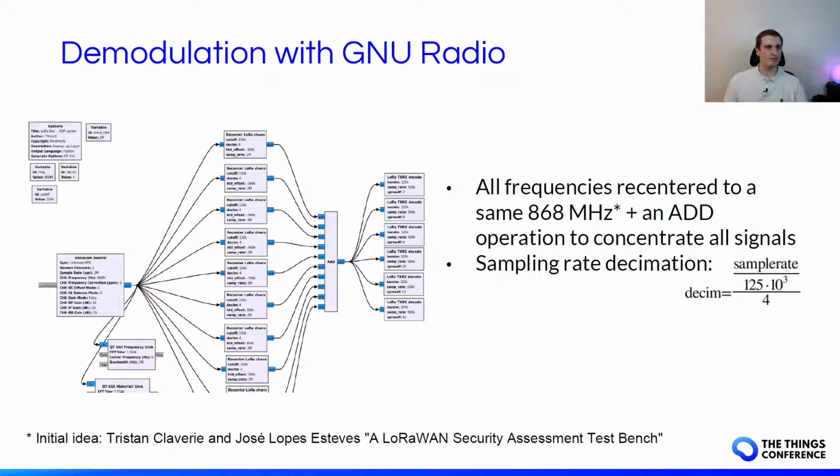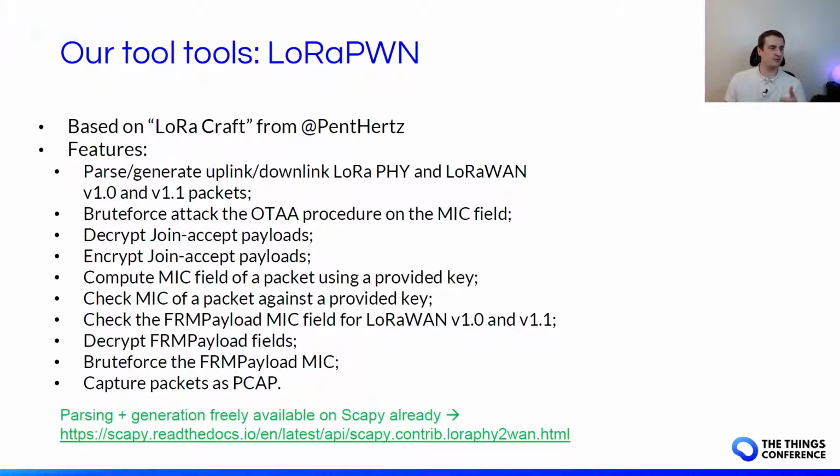To do that, you can, for example, recenter all the frequencies to one specific frequency. Then you also play with decimation in order to feed the blocks with the minimum sample rate. Like that you can work with pretty much all European LoRaWAN frequencies, and you can demodulate what you want in uplink and also in downlink.